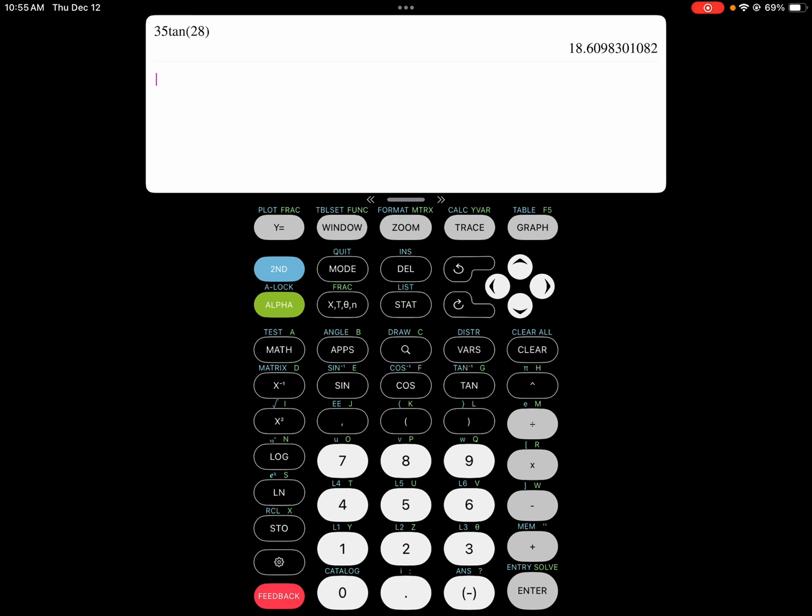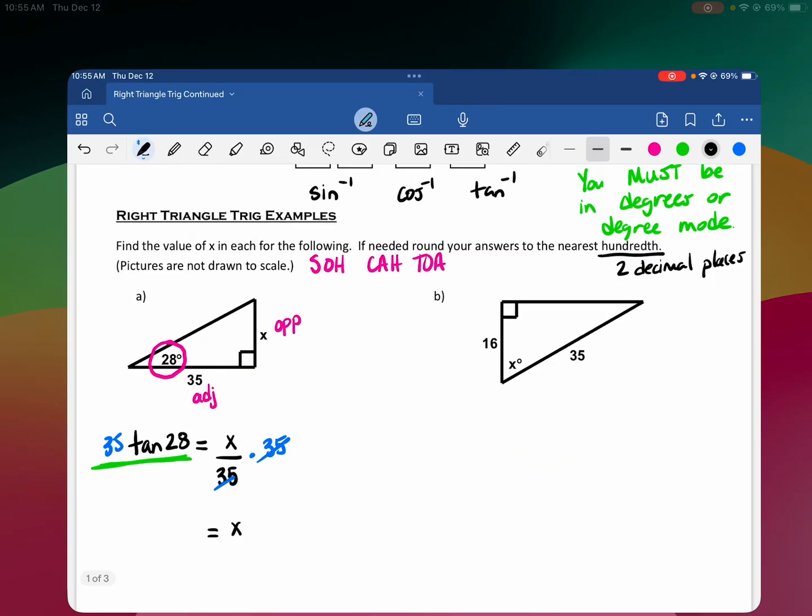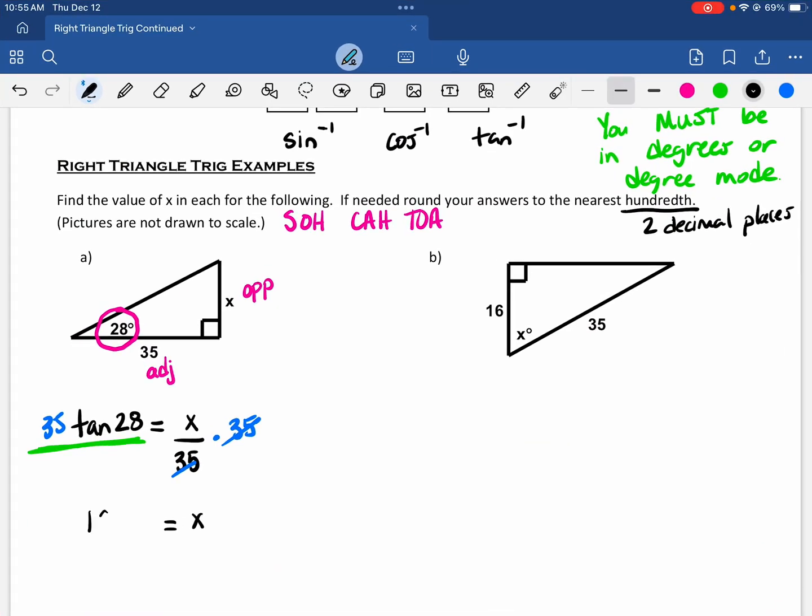We said we needed to round this to the nearest hundredth, which is the second decimal place. So I go to the second one, there's that 0. I look behind it, it's a 9. The 9 is going to round that 0 up to a 1. So we're going to have 18.61.